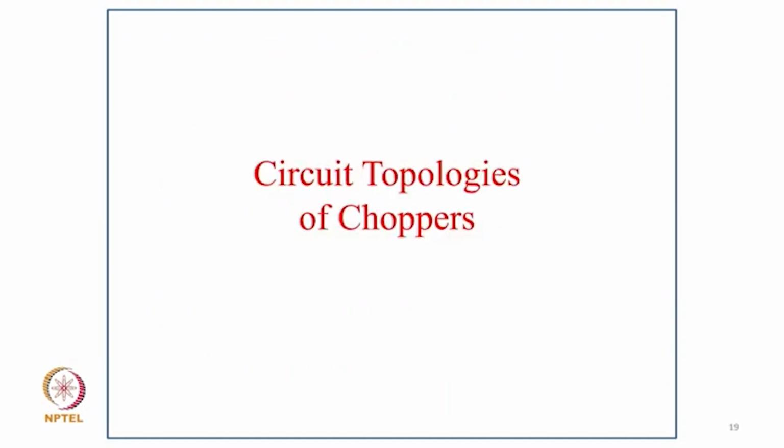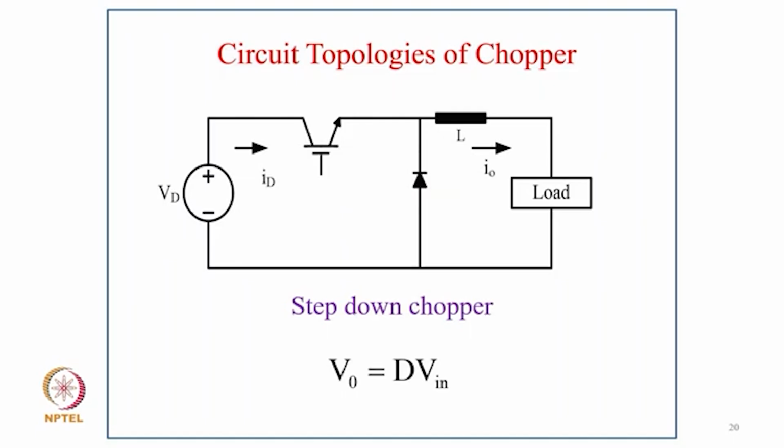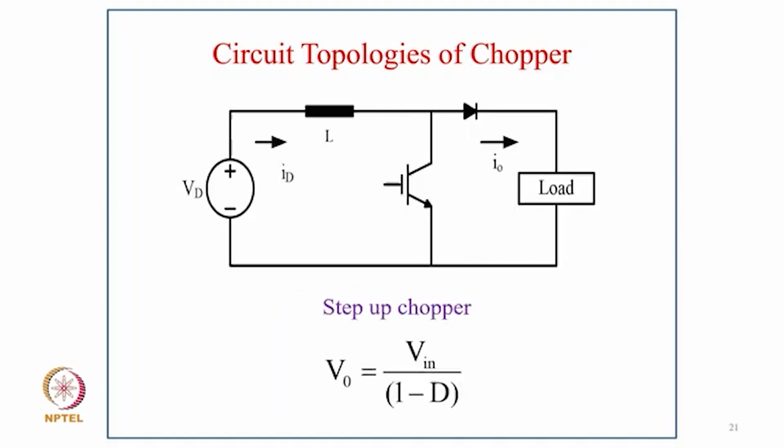Now coming to circuit topologies of choppers. This is your step down or class A chopper, where, with the assumption that the output load current is continuous, the relation for output voltage is D times V in, where D is the duty cycle of the pulse width modulation switching of the switch. So by varying the duty cycle from 0 to 1, you can control the output voltage from 0 to V in.